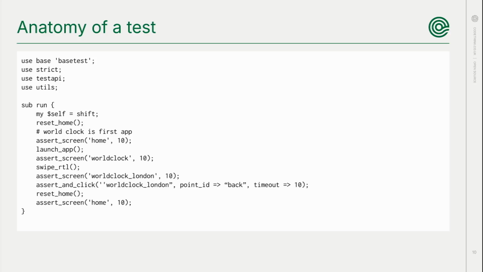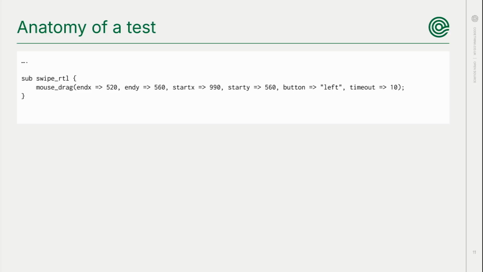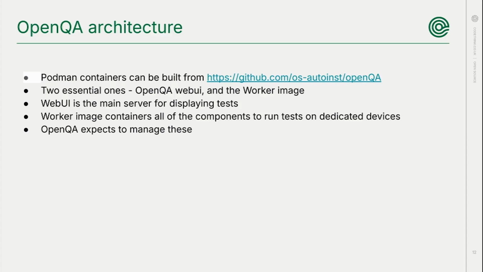So I'm referencing home there, and home will be the name of a needle. Then it will go off and look for that, and did we match it after 10 seconds, yes or no? Again, launch amp, swipe RTL, they're things I've done there. So here's the swipe RTL. It's literally a convenience function to say, simulate a swipe gesture. It goes from right to left. Mouse drag is one of the things you can do, but I didn't want to do this every single time in a test, so I've written a function for that.